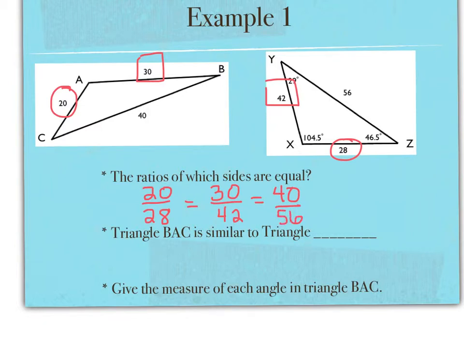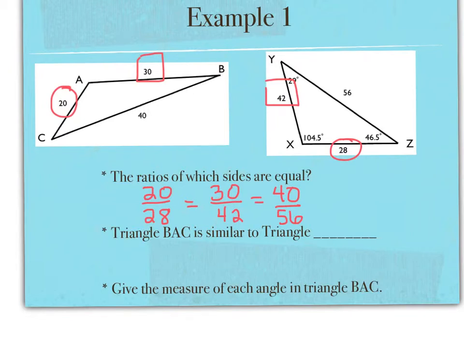By the way, because these are proportions, remember you could also double check them by cross multiplying. Like if I multiply these two, it should equal these two. And if I multiply these two, it should equal these two. Okay, so you could also check it that way.